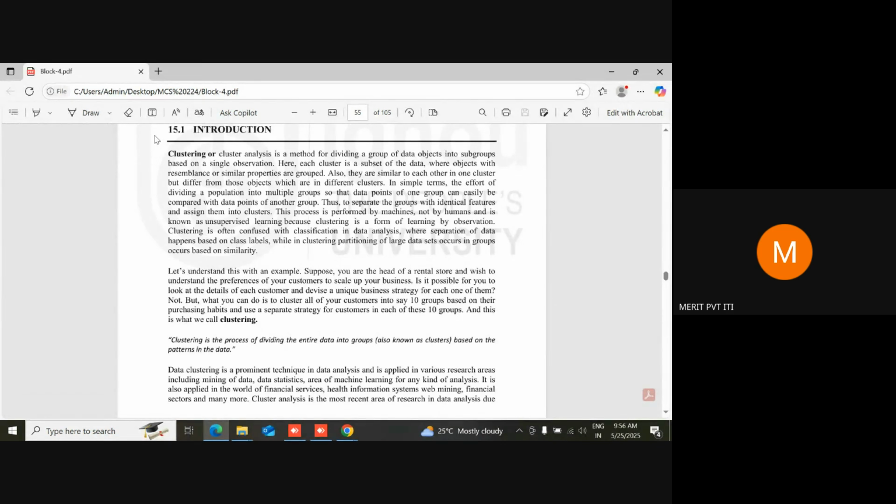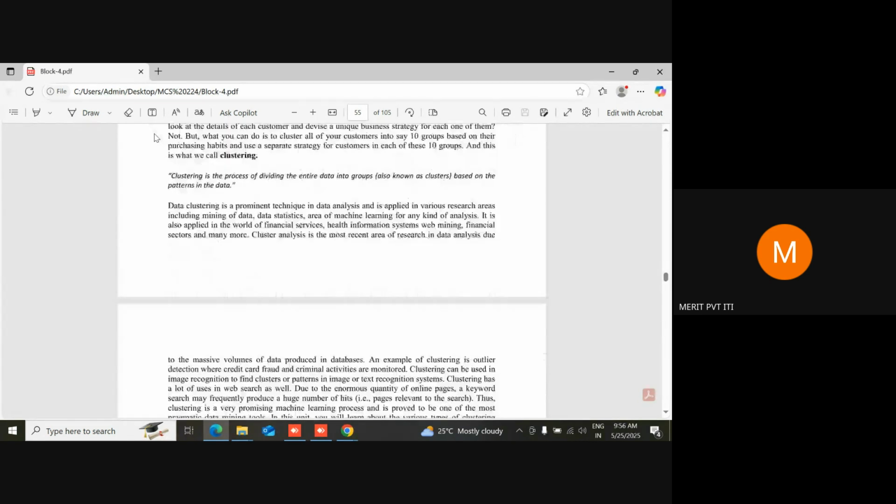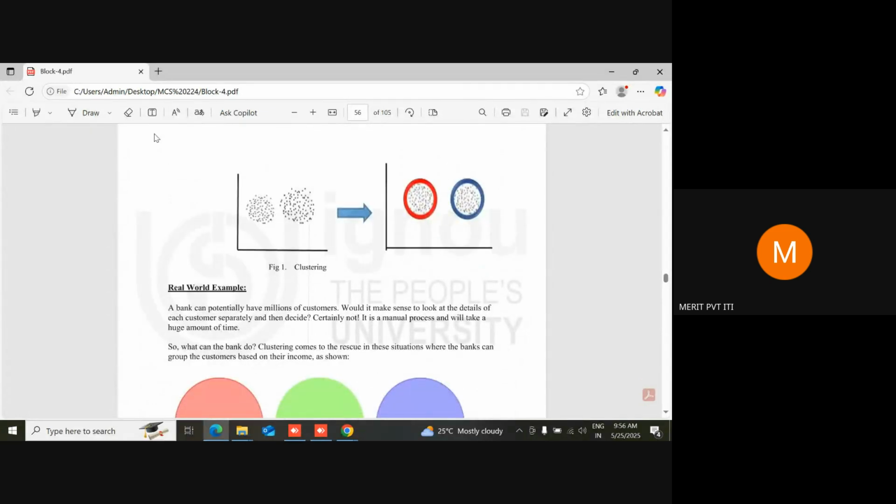So clustering is a process of dividing the entire data into groups, also known as clusters, based on the patterns in the data. Data clustering is a prominent technique in data analysis. That is the important part. So these are the clusters formed. This is clustering.